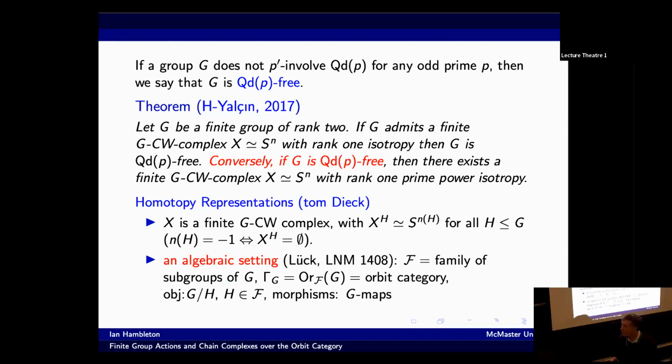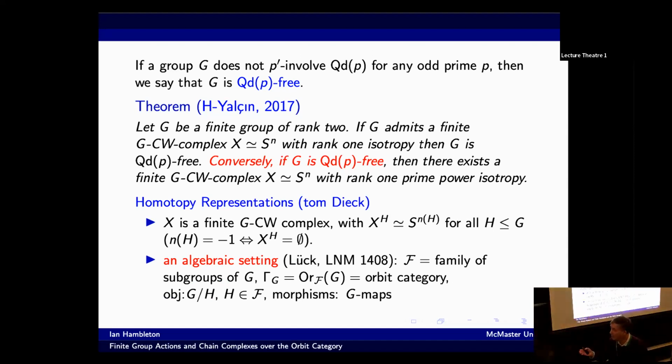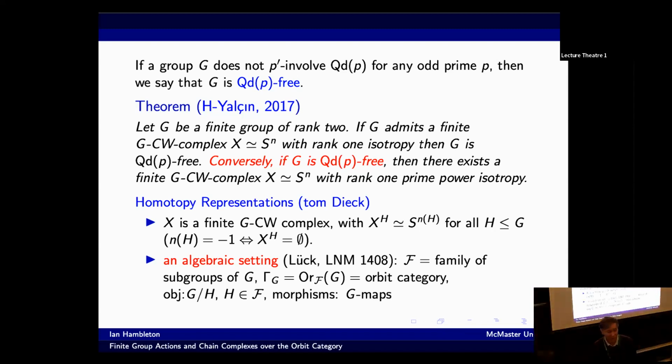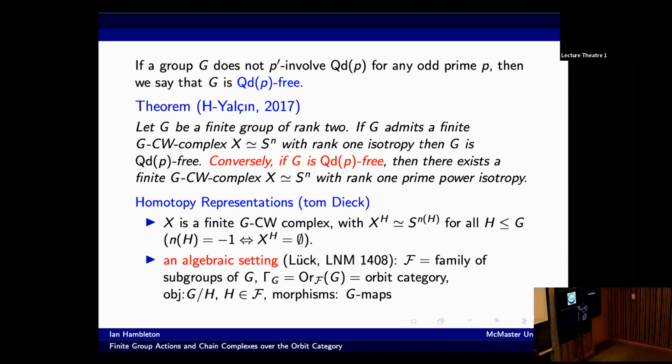So Wolfgang Lück developed extensively the theory of transformation groups, particularly in the presence of isotropy, by, well, it's actually Tom Dieck's introduction of orbit category methods. The orbit category, I'm thinking, is familiar to many people in the audience, but it's an easy definition. You take a group, and the objects of the category are coset spaces G/H, and the morphisms are just G-maps between two such coset spaces.